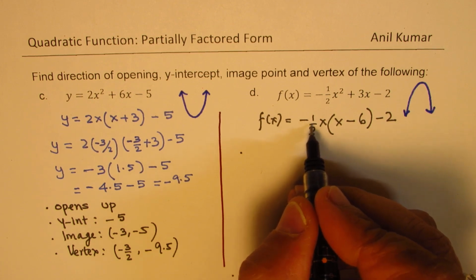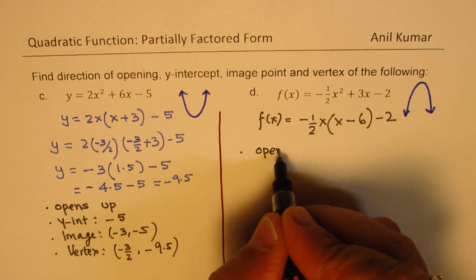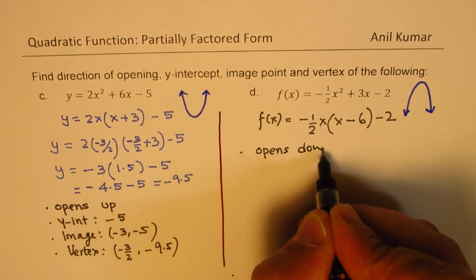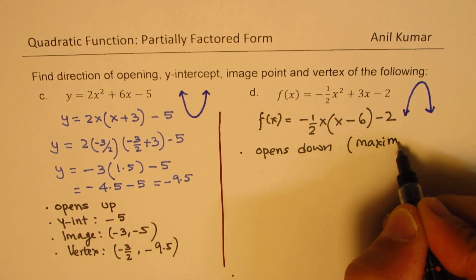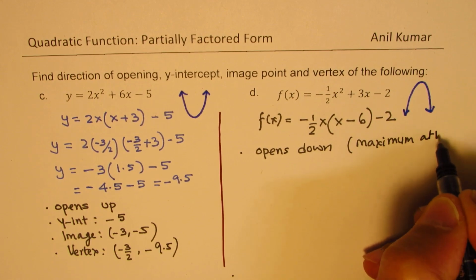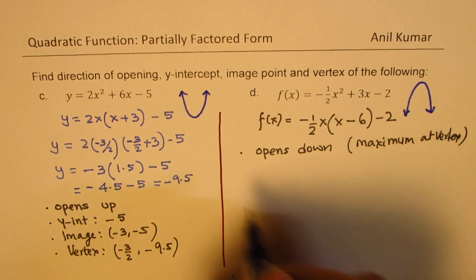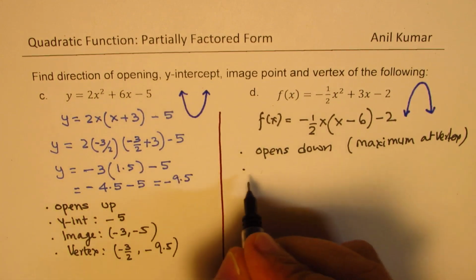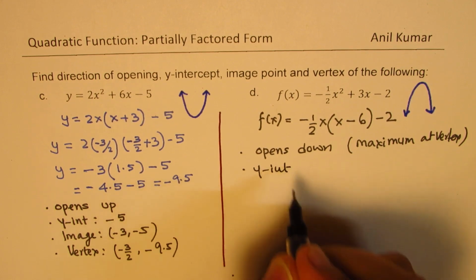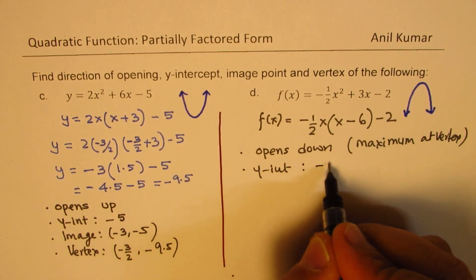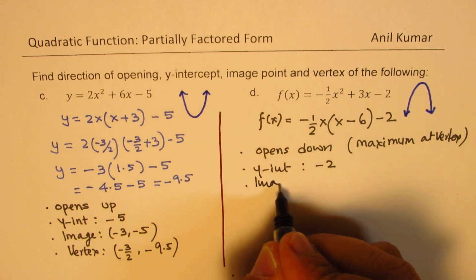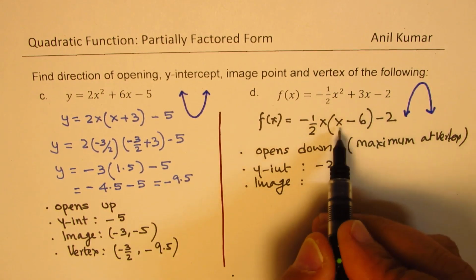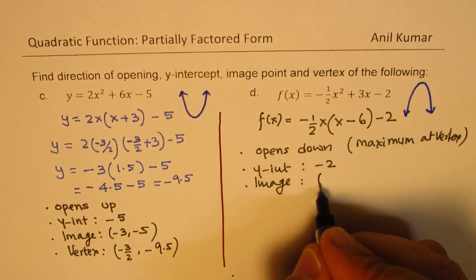Opens, in this case, down, right? That really means you're looking for a maximum value, right? Okay. Y-intercept. Y-intercept is -2. Image point. Image is this 6 and -2.